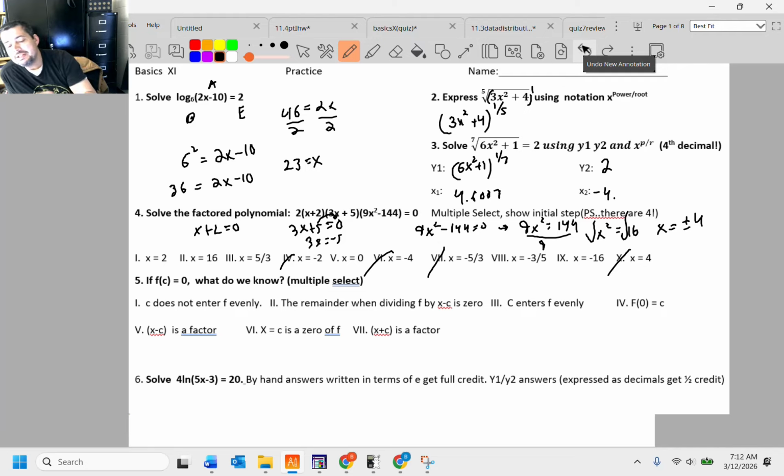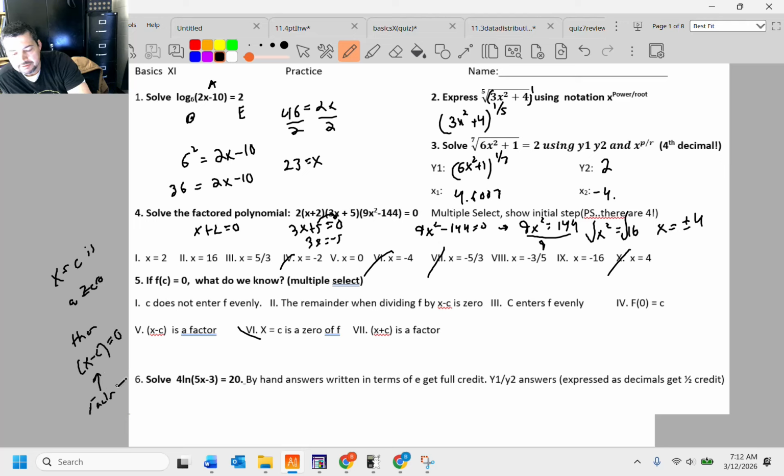So if f of c is a 0, that means x equals c is a 0. All right. If this is a 0, then x minus c equals 0. This becomes a factor. That guy. If I did long division, the remainder would be 0. And because the remainder is 0, we are said to enter it evenly.